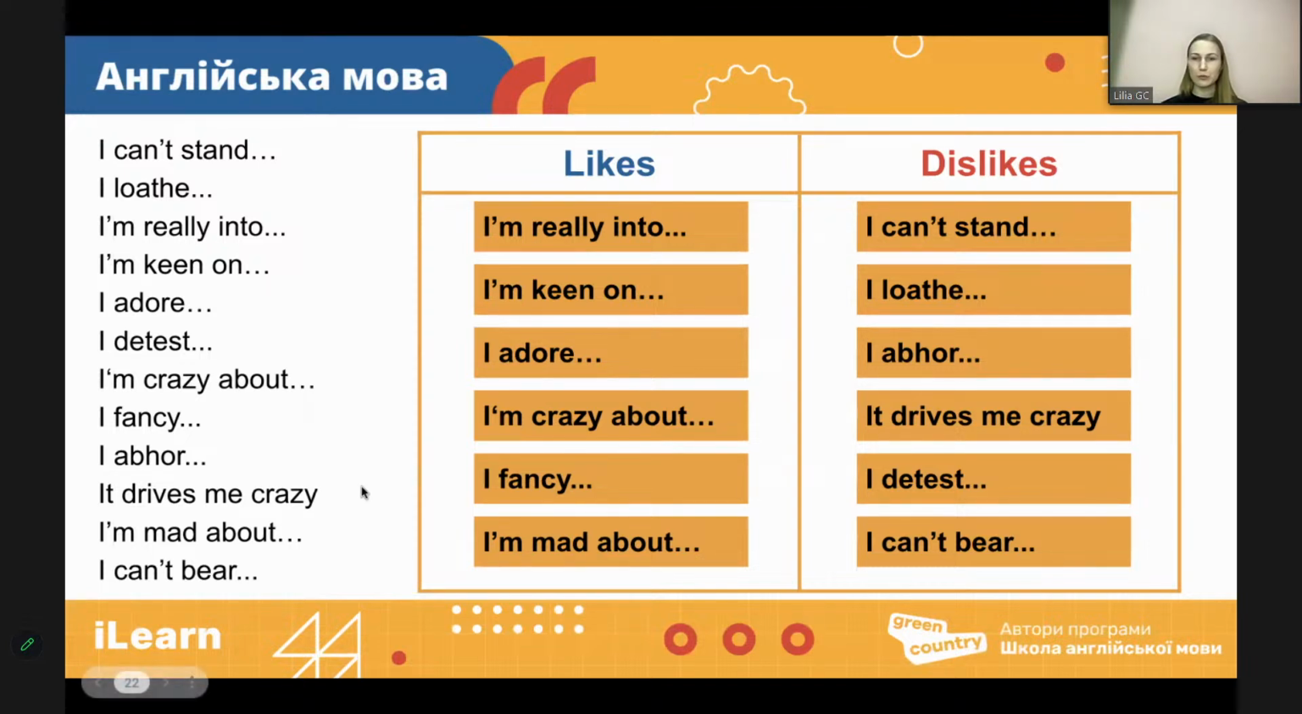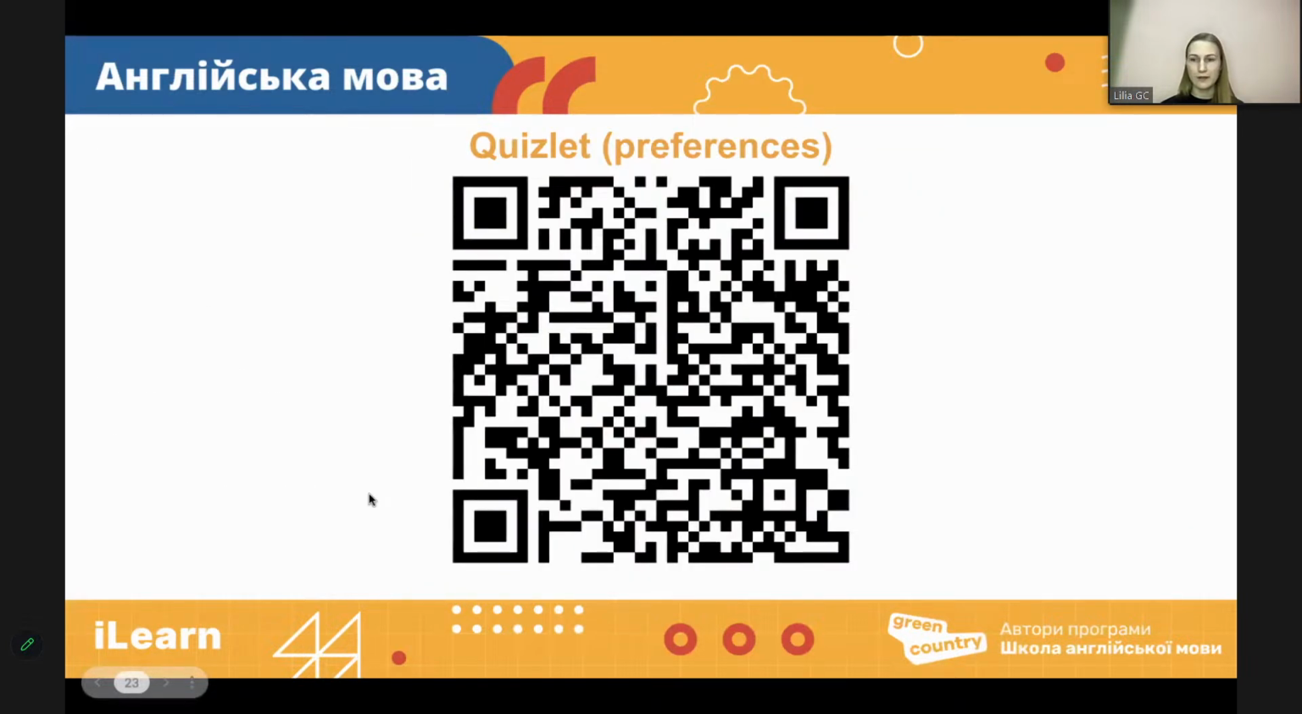So let's keep moving. I have just a few slides left. I think we can do it really fast. So if you still feel uncomfortable about any of those words, please check the link here. It's the Quizlet link, and here you can find all those words easily. I created this Quizlet purposefully just for our lessons. So you can scan the QR code. You can find the list of vocabulary with all the phrases from the previous slide.